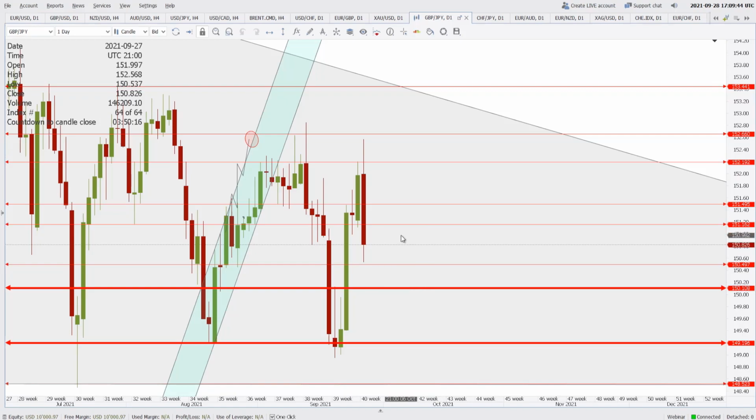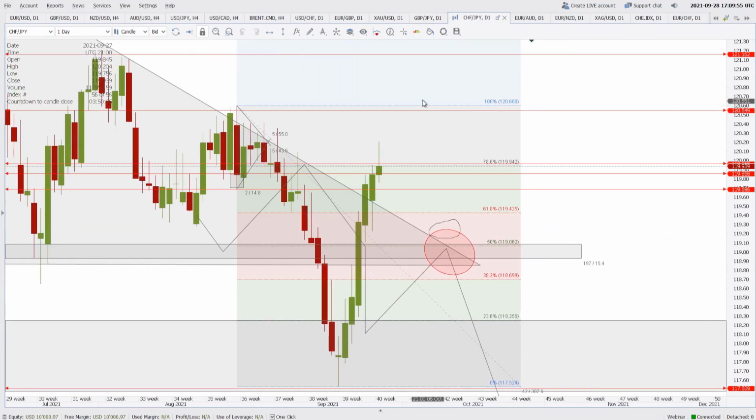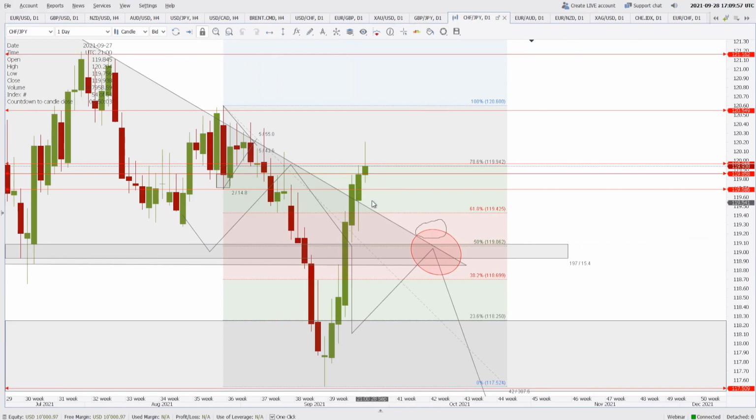On the higher side, if 151.16 is taken out and price closes higher than that, then the 151.495 region will be the next level of resistance.